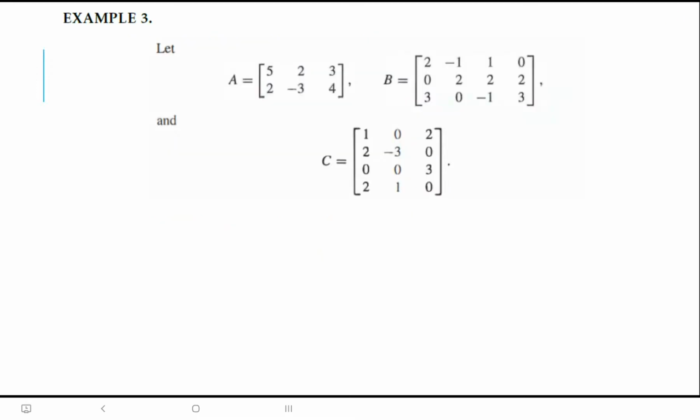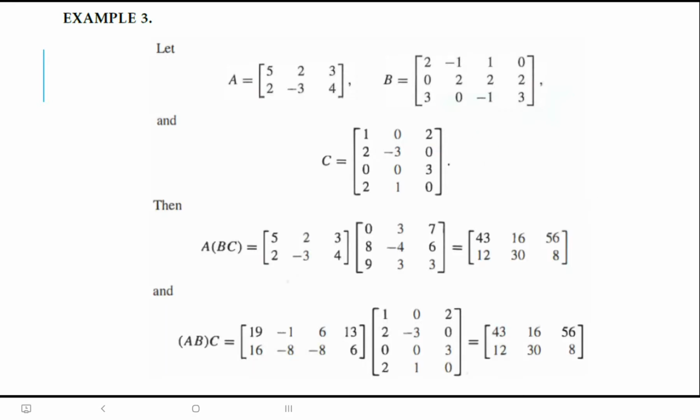Okay, so we have here three matrices A, B, and C. And then we wish to perform the following operation. So consider this one. So gusto nating ipakita na A times BC is just equal to AB times C. Okay, so bago yan, syempre sa normal na math, ang una natin pinagmumultiply ay yung nasa loob ng parenthesis, ano. So pwede pa nating ipag-multiply si B at saka si C. Yes, kasi si B ay ilan? 4 columns.